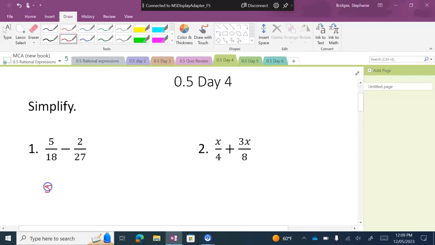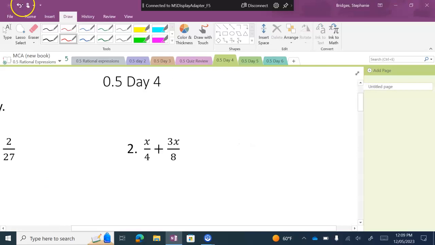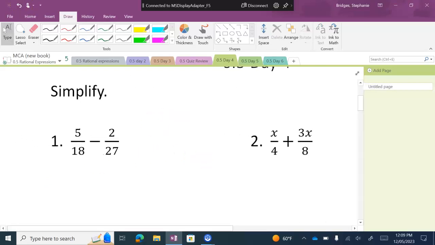So the next step is to rewrite both of my fractions with the same denominator. So I'm going to use 54. And if I'm changing the denominator, I have to change the numerator by exactly the same thing. So starting with the first fraction, what is it that I multiplied 18 by to get 54? 3. So I have to do the same thing to the numerator. So I'm going to multiply 5 times 3, which is going to give me 15. Okay, so my new fraction becomes 15 over 54.